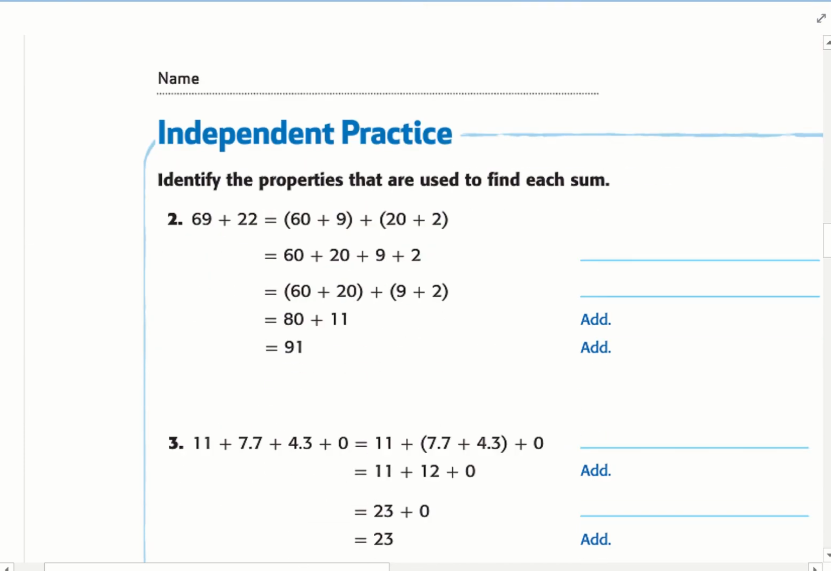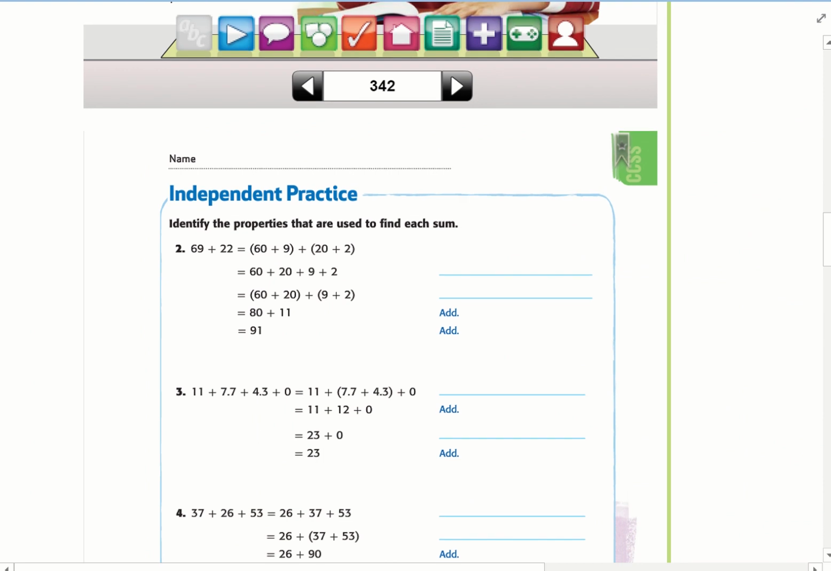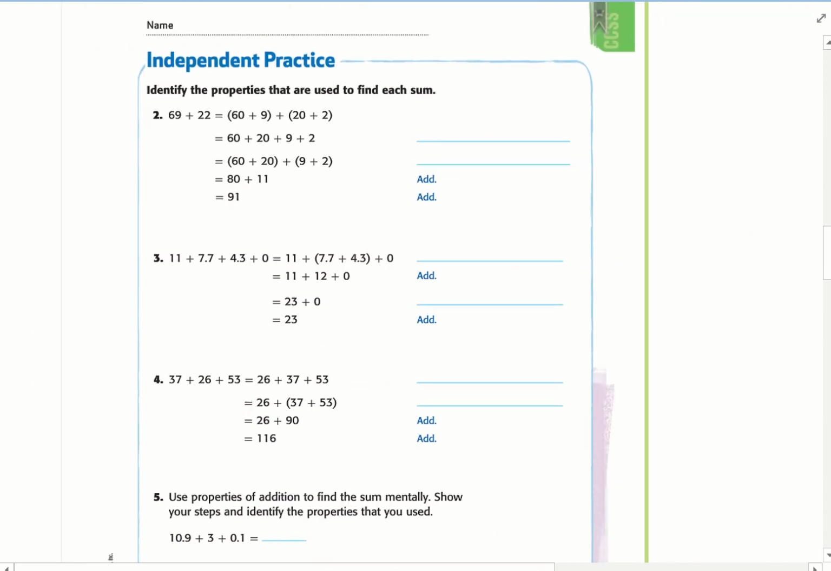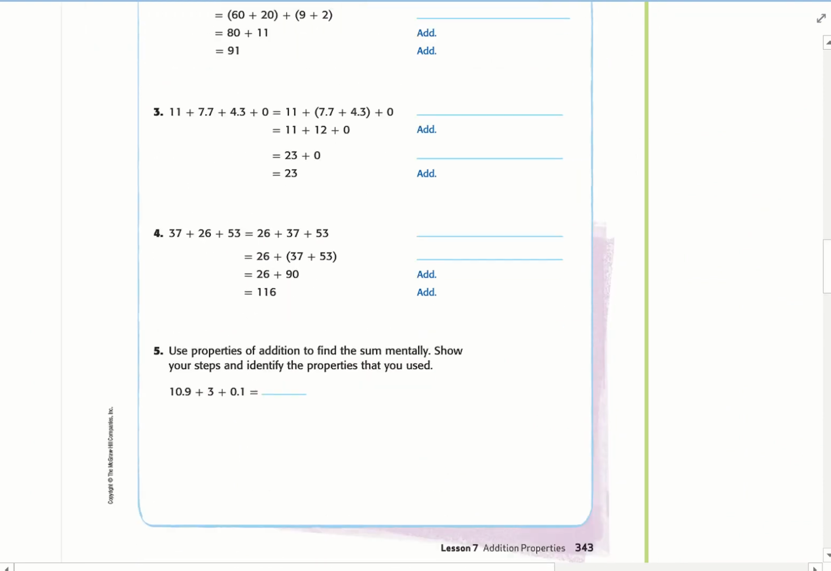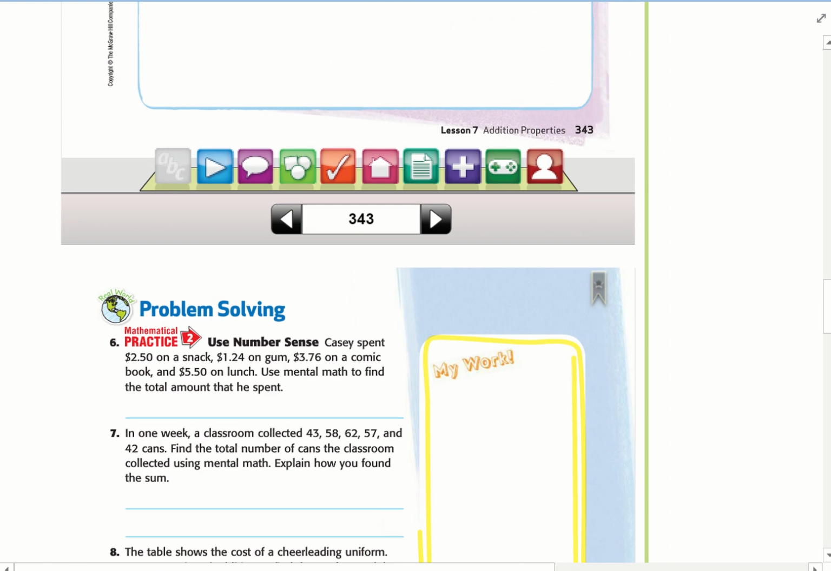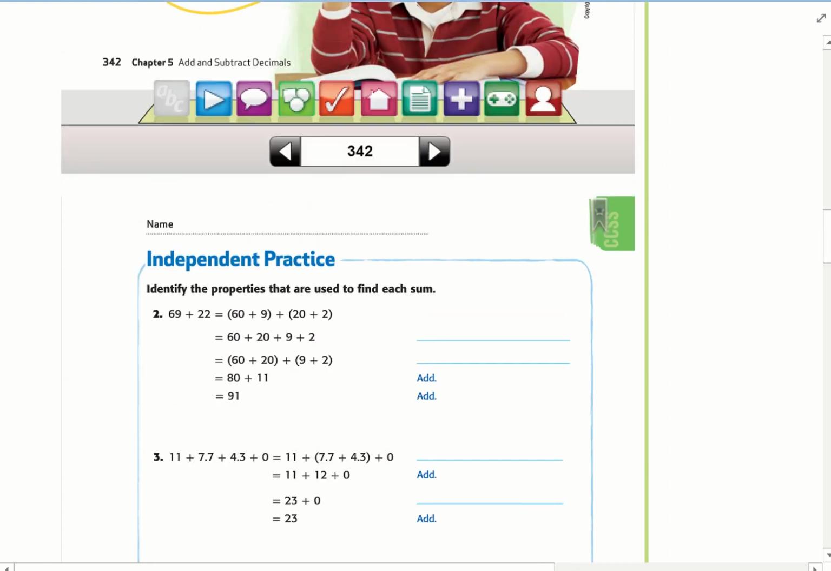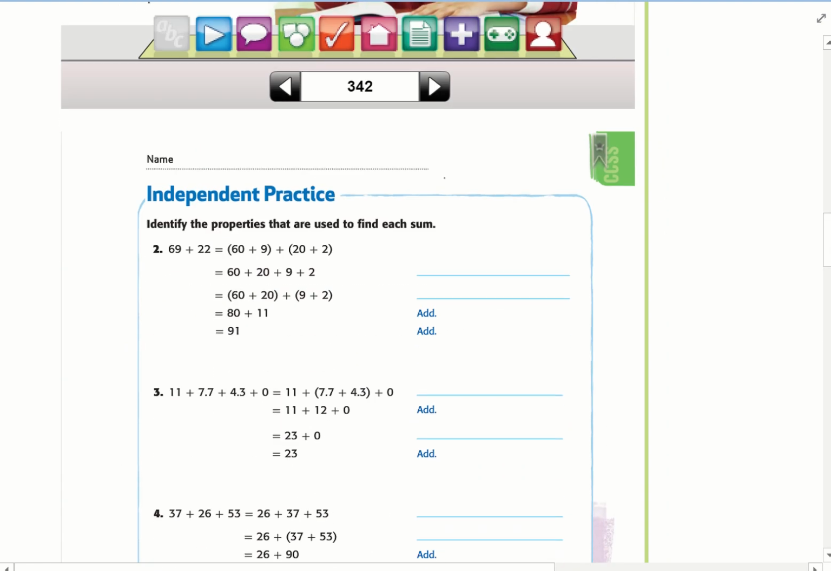So on the homework, you have to know which property is what. And remember, associative is we're grouping. Commutative is we're just changing the order. So you may want to write that as a note. Associative equals groups.